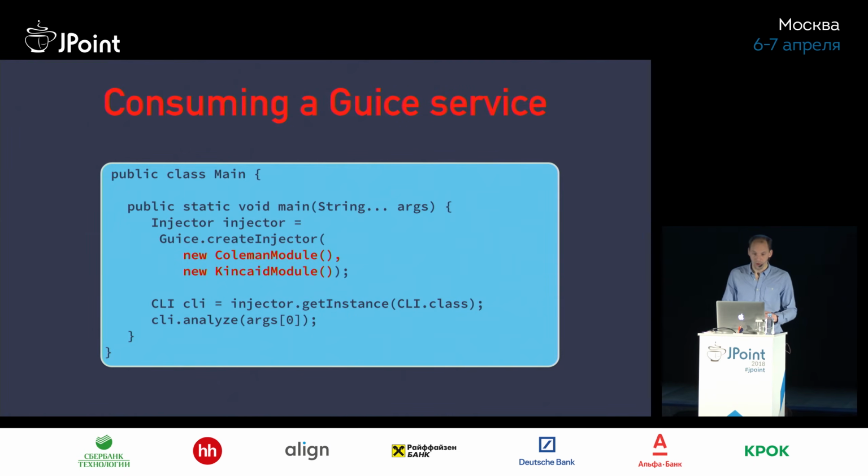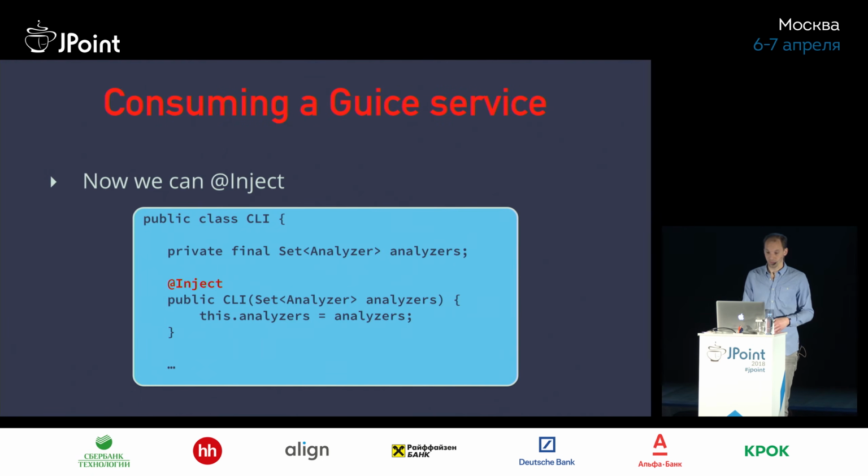So what we can do now on the CLI side of things in our main method is to create a so-called injector, which is comparable to application context in Spring. And this injector uses the Coleman module configuration and the Kincaid module configuration to actually find out what's going on. And we can finally instantiate our CLI class, or actually get Juice to instantiate it for us. And in the CLI class, it will now inject for us the analyzer implementations. We can now finally use this @Inject on the CLI constructor, for example. And it will get all of the implementations.